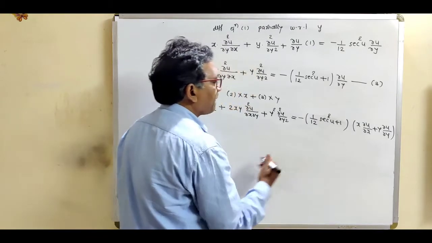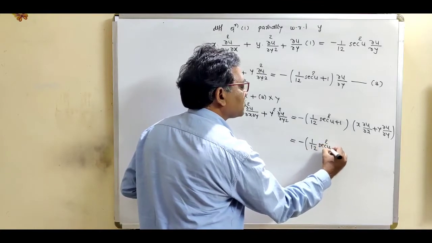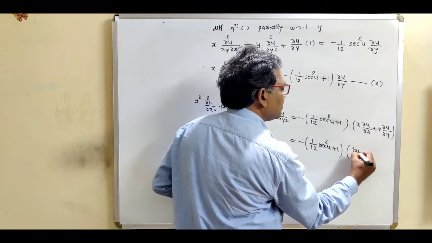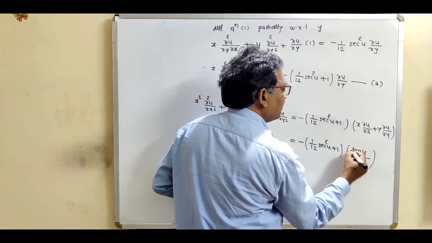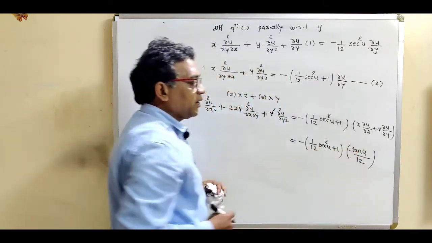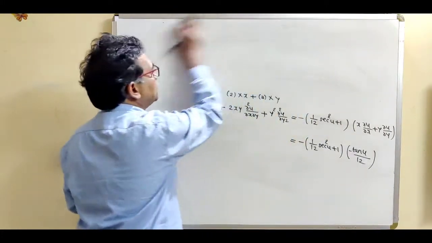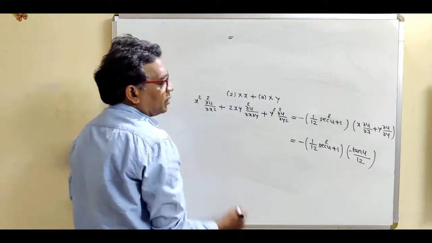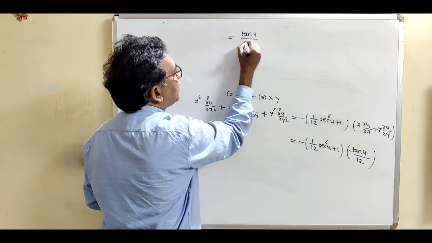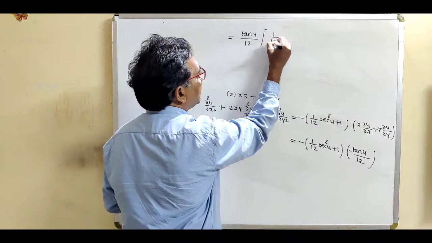So this is equal to minus into bracket 1 upon 12 sec square u plus 1, and from equation 1 just put this value. This is tan u divided by 12 with negative sign. From equation 1, what is this value? This is minus tan u divided by 12. So just simplify this equation. So this is equal to minus into minus, it is plus tan u divided by 12 into bracket, this 1 upon 12.